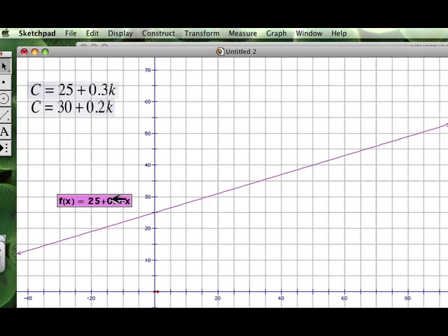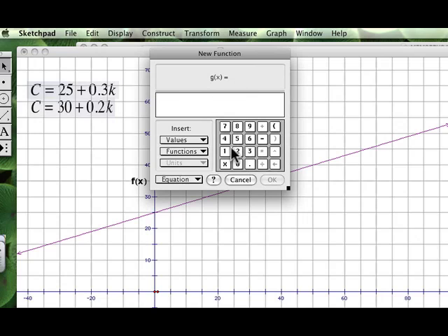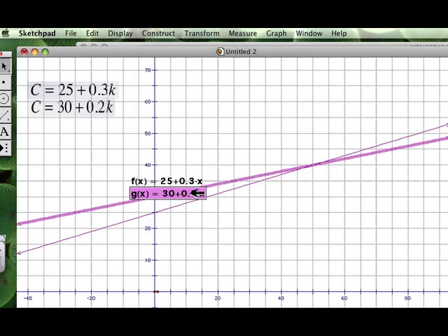And so now what you're going to do is plot the second function. Again, Graph, Plot New Function, and this time it's going to be g of x, which is our second function. So it's going to be 30 plus 0.2 times x, and click OK. And so what I'd like you to do is open up Geometry Sketchpad and do what I've just done, and then try and make a decision as to which company Chad should choose.